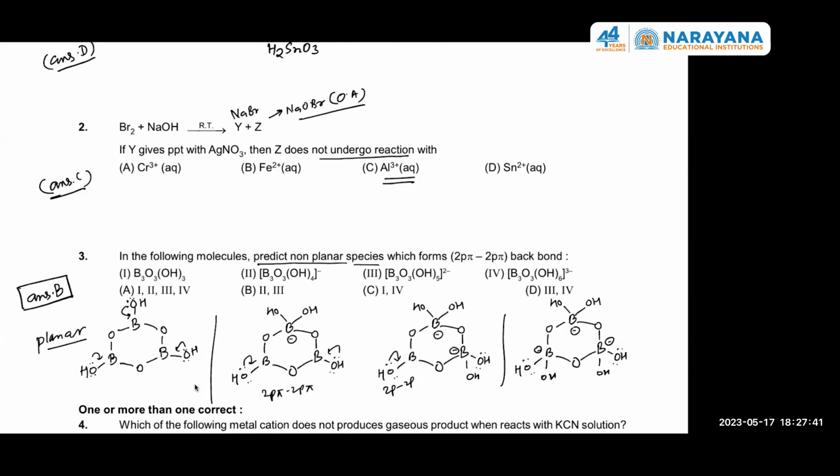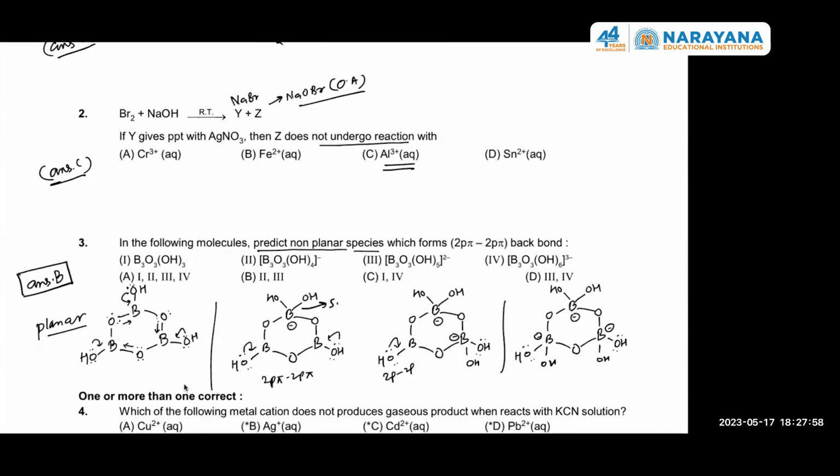See, the back bonding can be done in this situation also. So the overall structure will be planar. And due to the tetrahedral situation, we will be getting non-planar geometry.